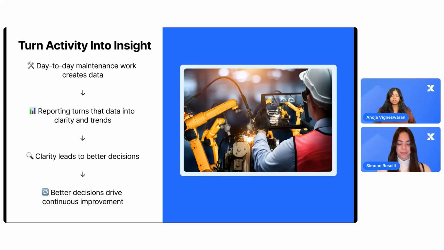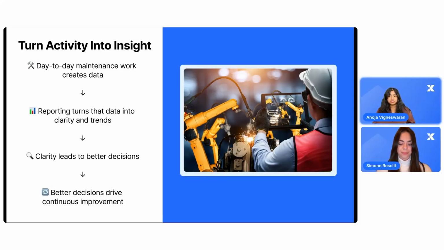Reporting pulls your work orders, your assets, and your time together so that you can see patterns instead of just individual jobs. And instead of relying on gut feel or one-off stories, reporting helps you spot things like repeat issues, rising downtime, or work that's getting done but isn't actually improving reliability.